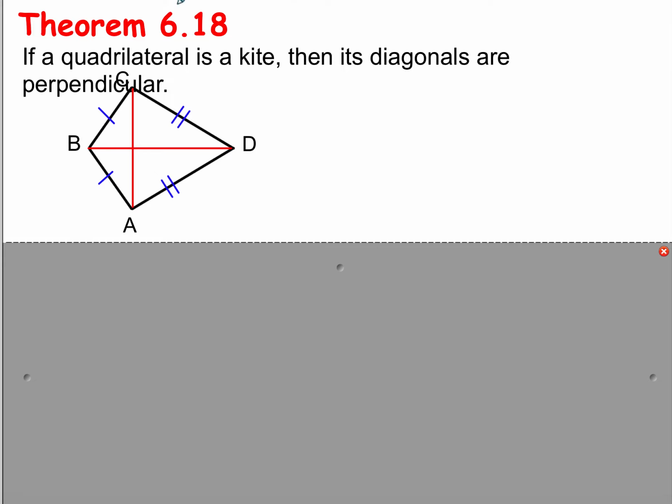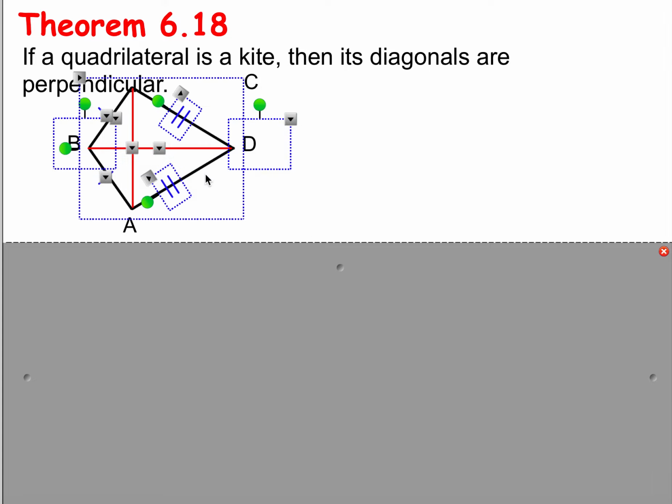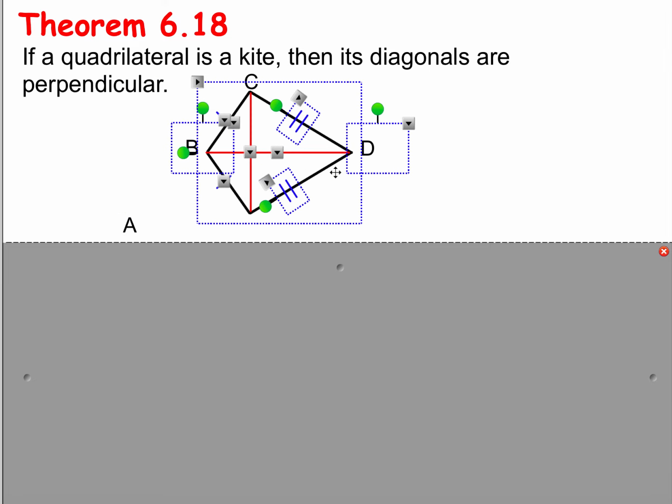If a quadrilateral is a kite, I don't know why this is all jumbled up here. Well, bear with me. See if I can, there we go.